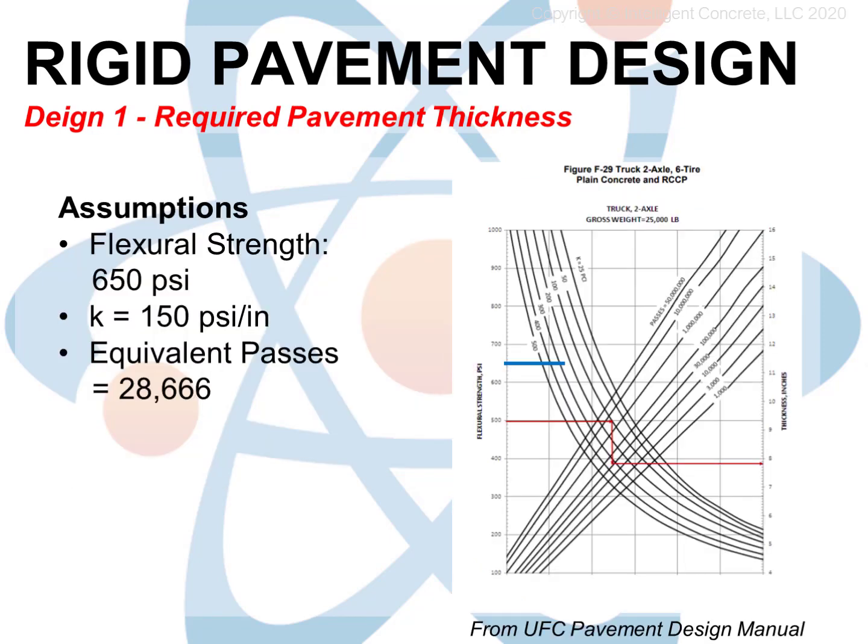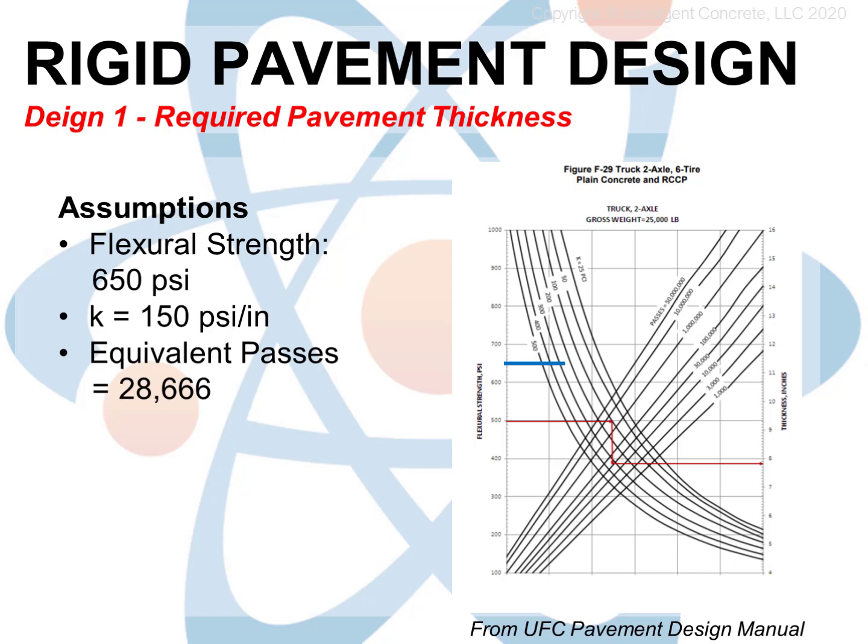Here's how we use the traffic vehicle graphs from the UFC manual. The red lines on these traffic graphs are just instructional lines included in the UFC manual for using the graphs themselves. Our specific parameters lines are in blue. With the assumption that our concrete's flexural strength is 650 psi and the soil's modulus of reaction is 150 psi per inch, we use a traffic graph to determine the required thickness.